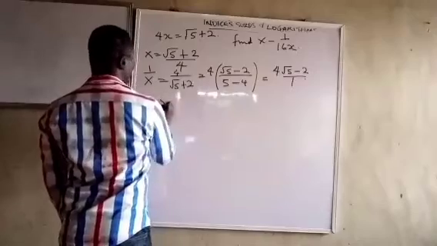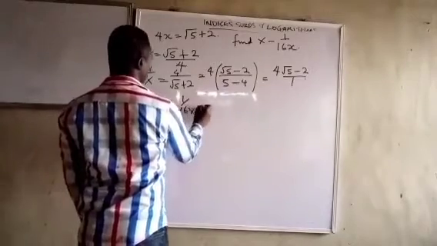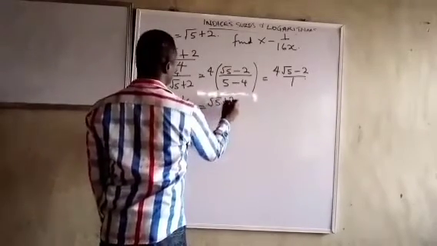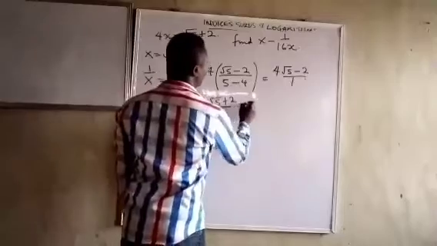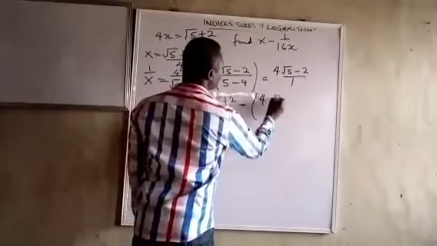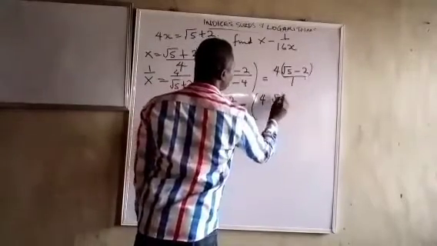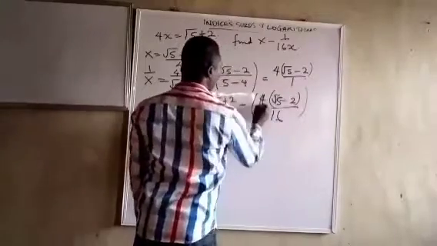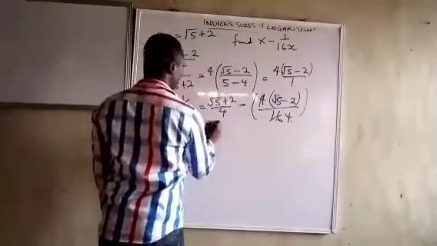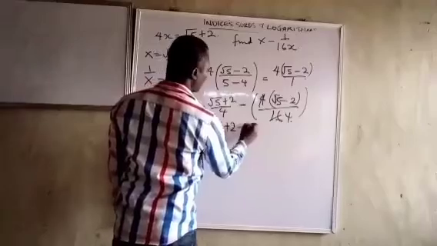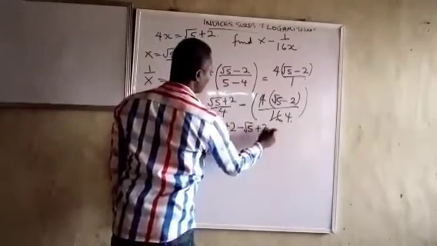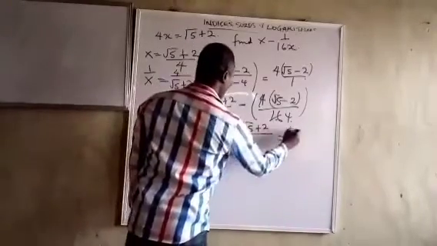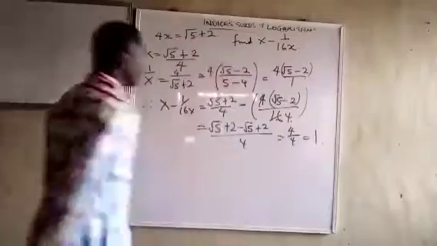Therefore, x minus 1 over 16x is equal to (root 5 plus 2) over 4 minus 4 (root 5 minus 2) over 16. So cutting this gives 4. So at the end of the day, it gives (root 5 plus 2 minus root 5 plus 2) over 4, which is 4 over 4. So the answer is 1.